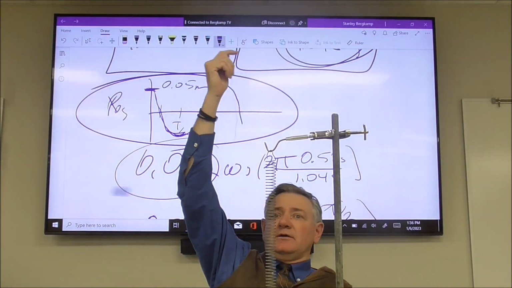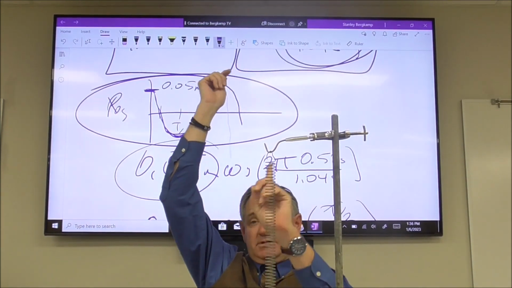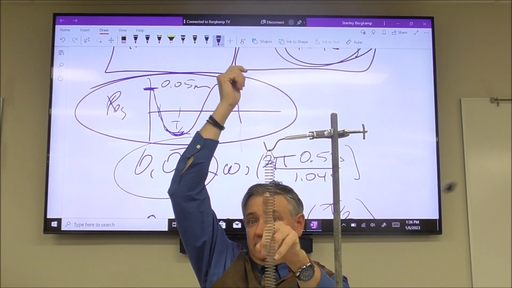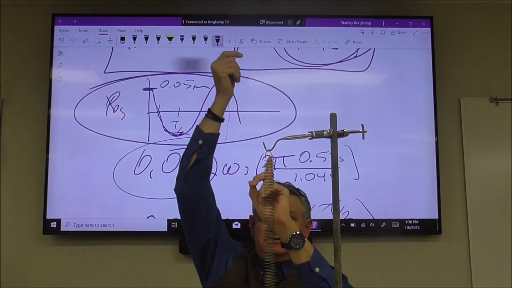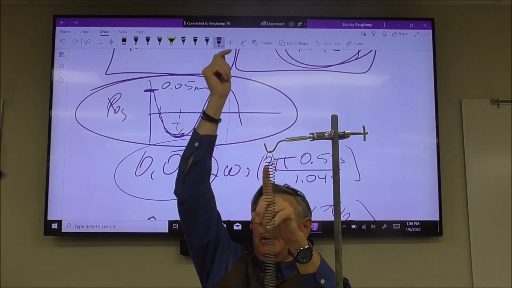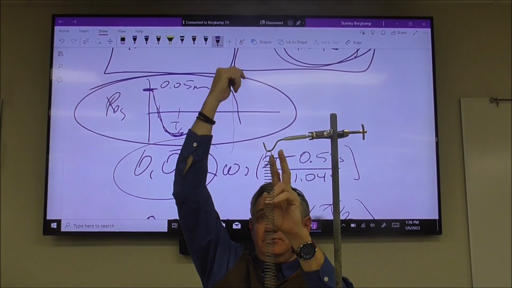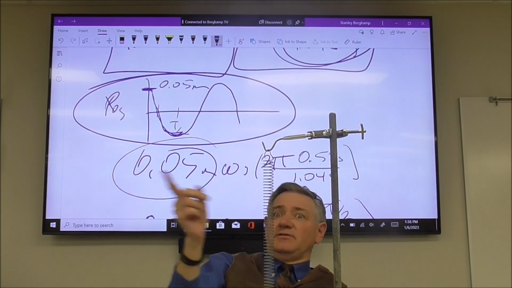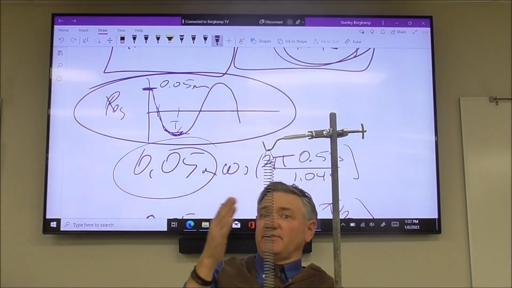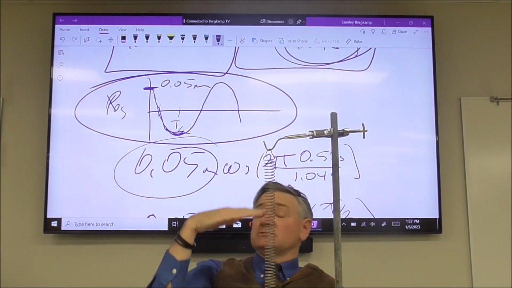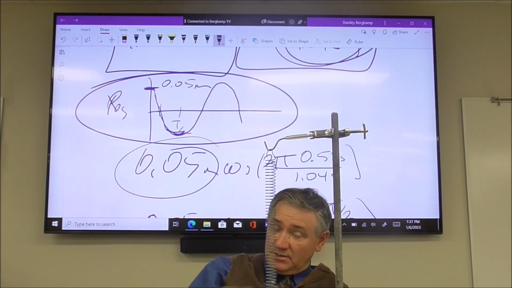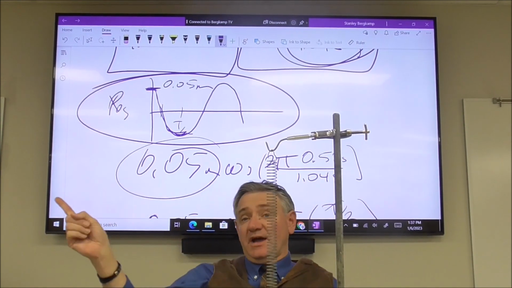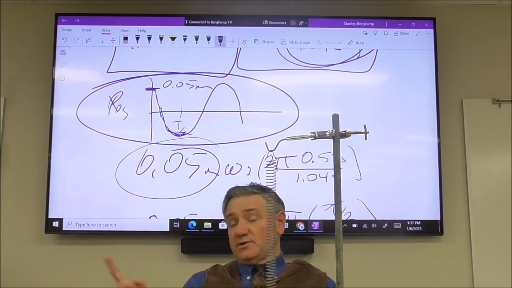Now, if you count that frequency, you look at this and go, okay, there's 1, 2, 3, 4. So that rubber stopper isn't going past you very often. So the frequency is going to be a lower value because it's taking so long for it to go around.